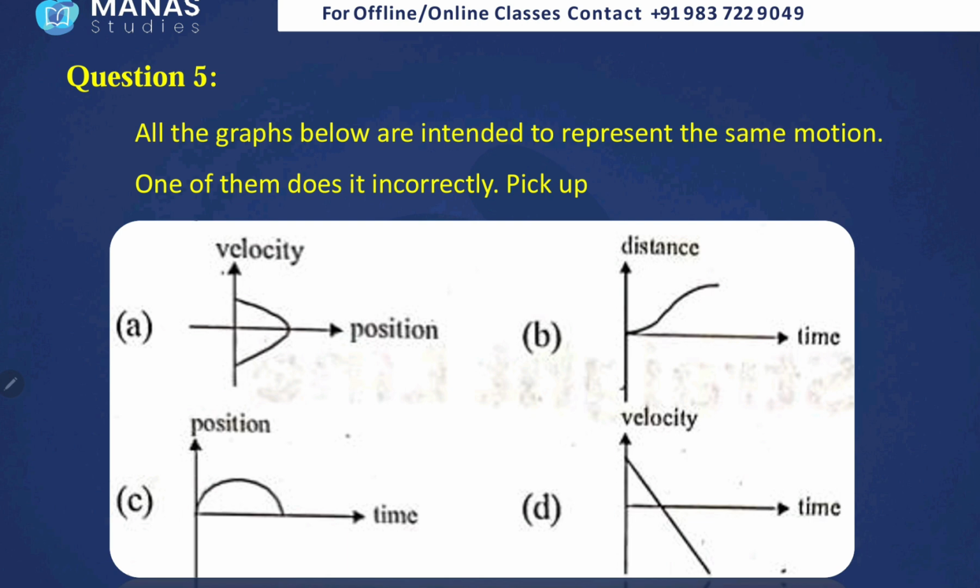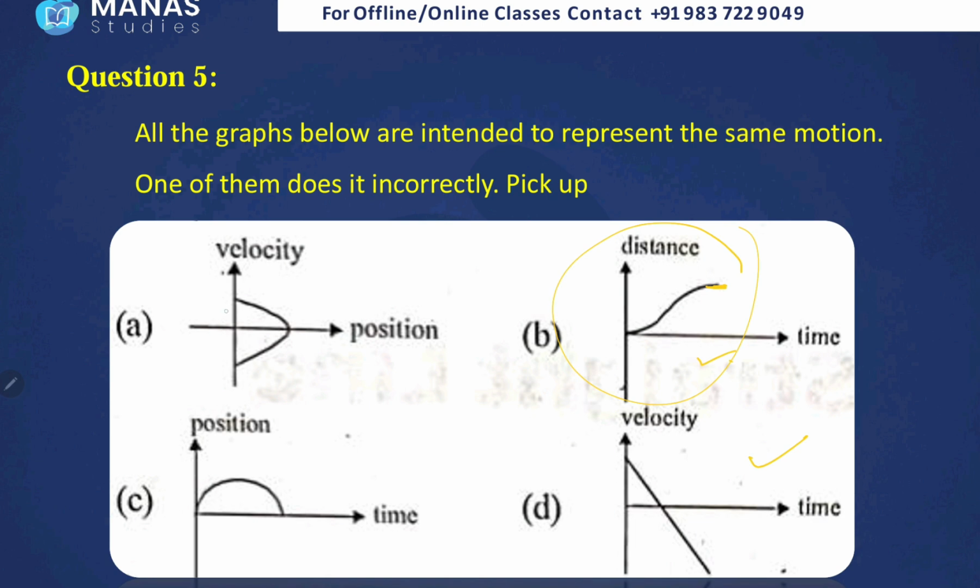So let's come to the options. This one is correct because velocity is decreasing, and this can happen with time. In the other, distance is increasing, but it is becoming zero at a certain position. It cannot happen because distance cannot be zero. So this question is the point of concern, and this will be the answer.